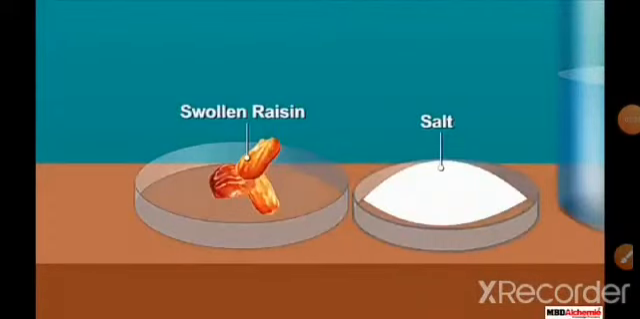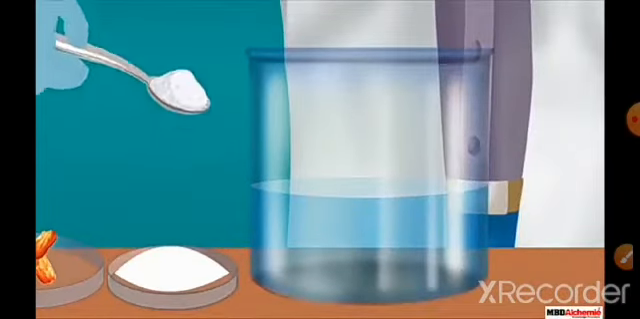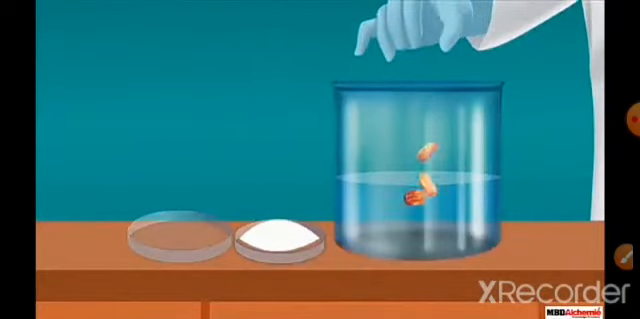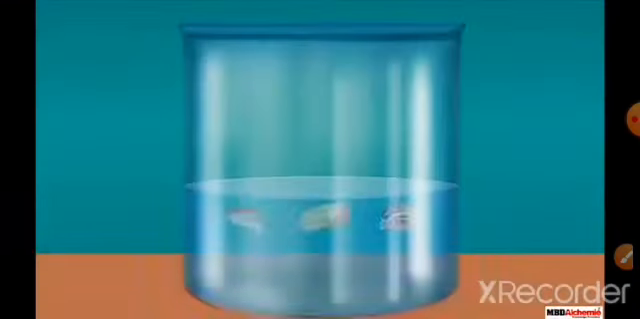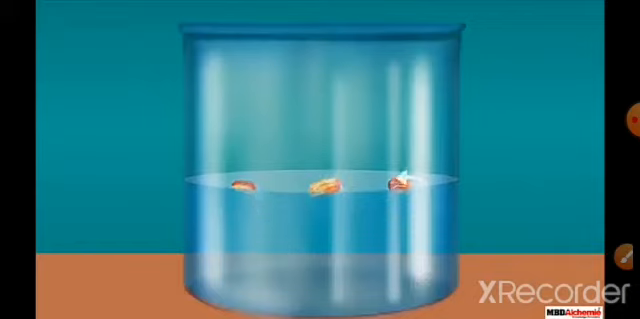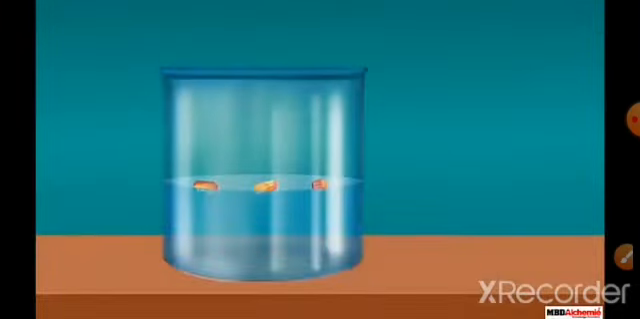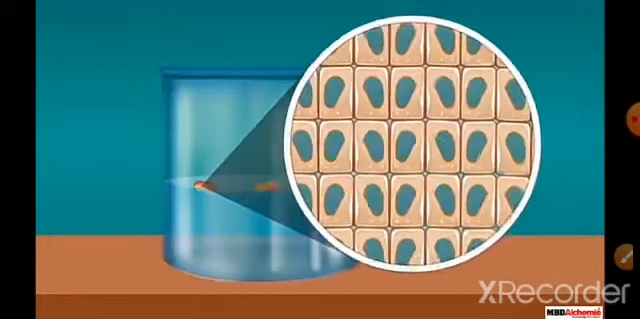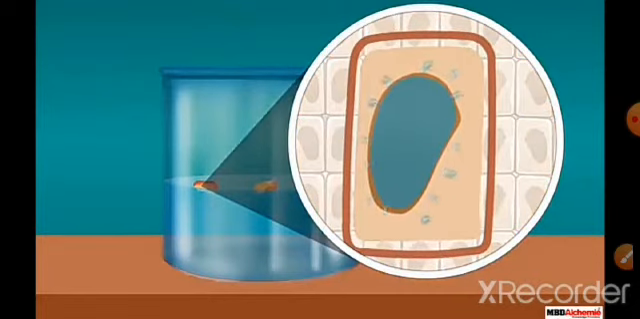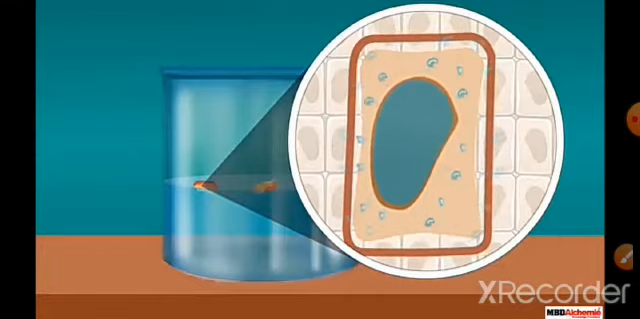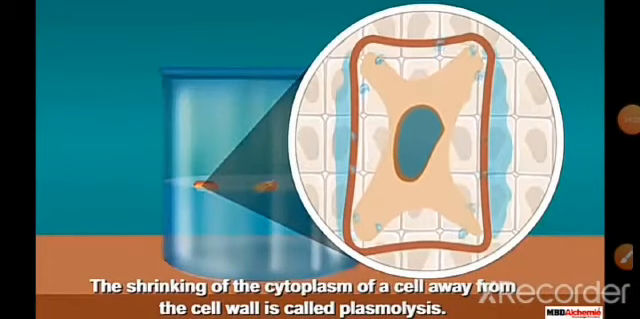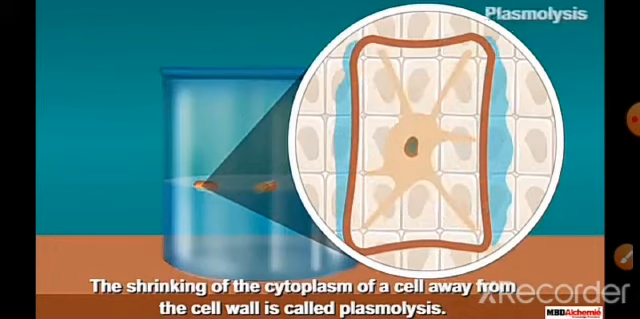Now take the same swollen raisins and put them in a concentrated salt solution in a container. In this case, the water concentration inside the raisins is more than the salt solution. As a result, osmosis takes place and water from the raisins moves into the container. Therefore, the raisins gradually shrink. Here again, osmosis takes place at the cellular level. This means each of the cells of the raisin start losing water from its vacuole and gradually decreases in size. Besides, the cytoplasm starts shrinking along with the plasma membrane away from the cell wall. Such shrinking of the cytoplasm of a cell away from the cell wall is called plasmolysis.